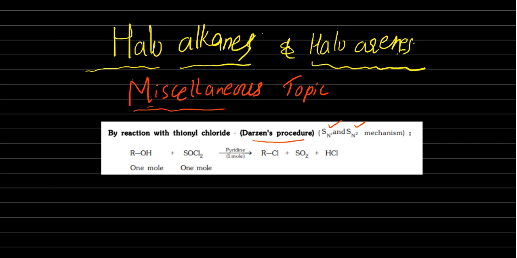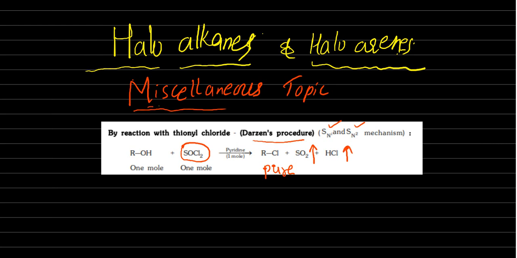From alcohol to alkyl halide preparation with the help of SOCl2, thionyl chloride. The special thing about this reaction is that we get the alkyl halide as a pure compound. Why? Because SO2 is a gas, and HCl is also a gas.